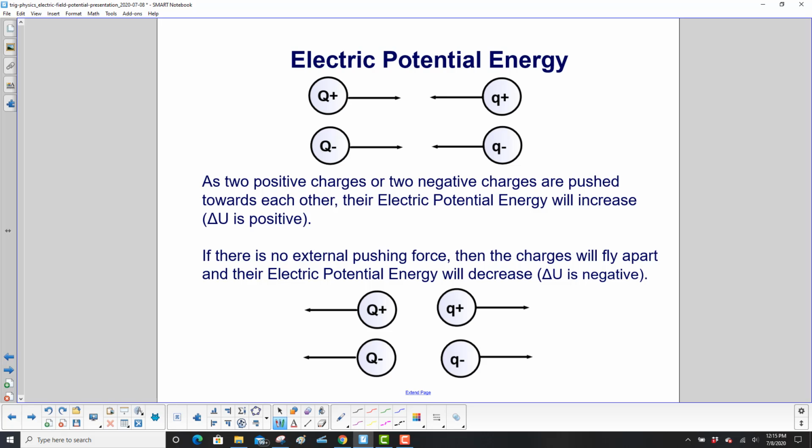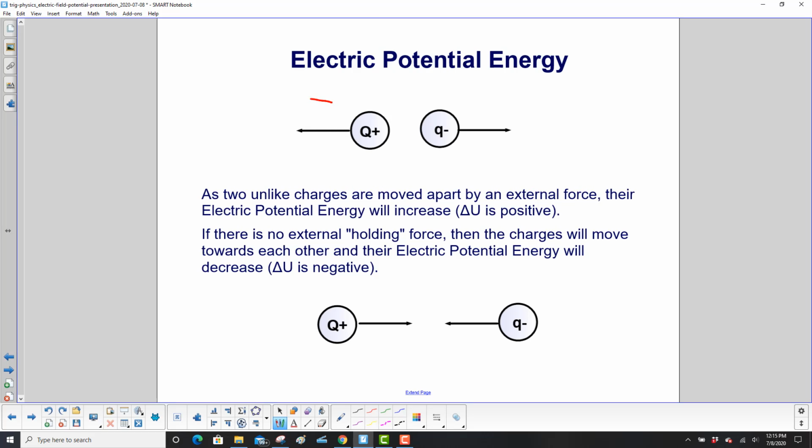Putting together what we just had, we have two positive charges up here and two negative charges here. So as two positive charges or two negative charges are pushed towards each other, their electric potential energy will increase. Delta U will be positive. Final potential energy minus initial is positive. That means the final potential energy has increased. If there is no external pushing force, then the charges will fly apart. And then their electric potential energy will decrease. Delta U is negative in that case.